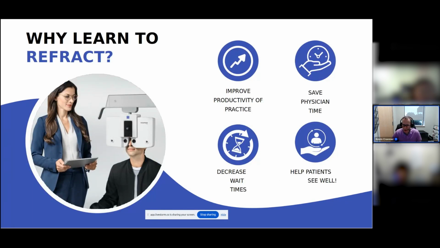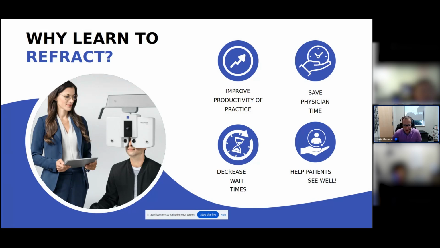So the question becomes, why learn to refract? In many practices, all the doctors know how to refract, obviously. If you're an ophthalmologist or optometrist, you're very good at refracting. But it takes a lot of time. It takes a lot of time to refract a patient and measure what the optics are in their eye. And it really takes about as much time as the actual exam does.